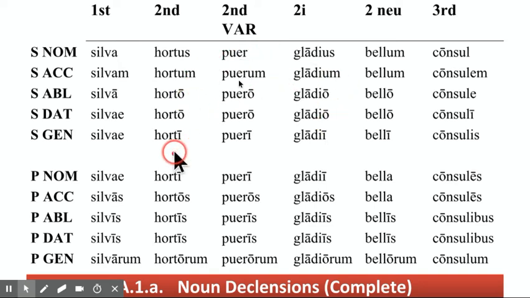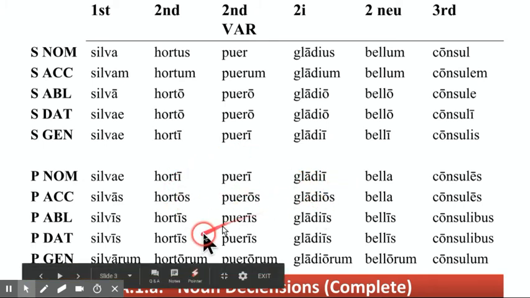hortus. Hortus, gladio, horti, gladii, horti, gladii, hortos, gladios, hortis, gladiis. See the double I there? And then everything else. So get your highlighter ready.